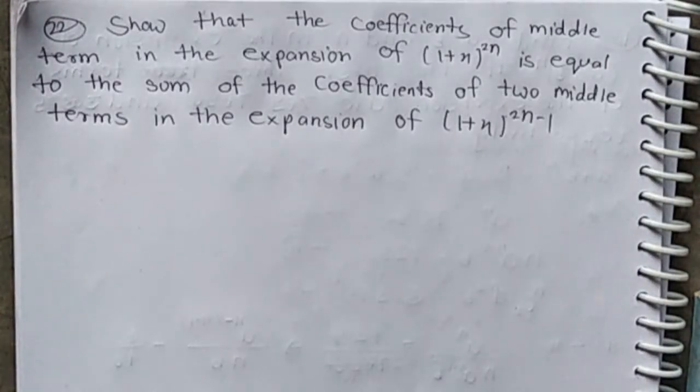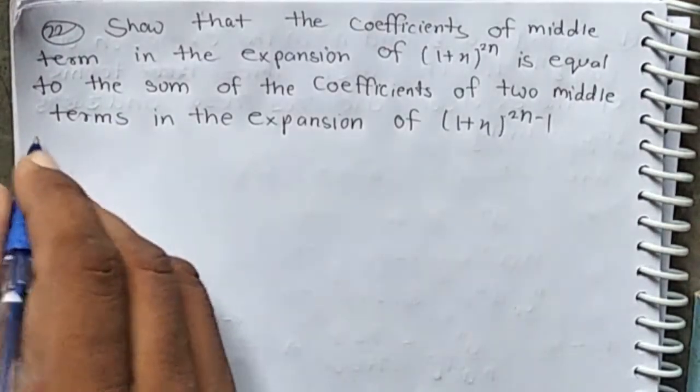Now the question is, show that the coefficient of middle term in the expansion of (1 + x)^2n is equal to the sum of the coefficients of the two middle terms in the expansion of (1 + x)^(2n-1).